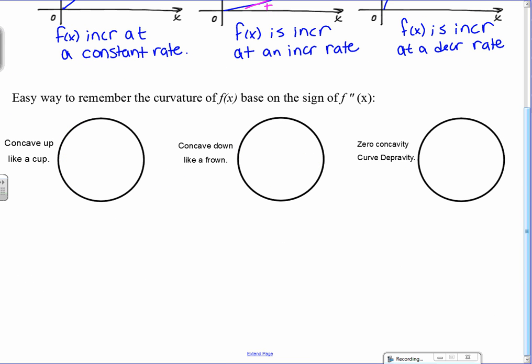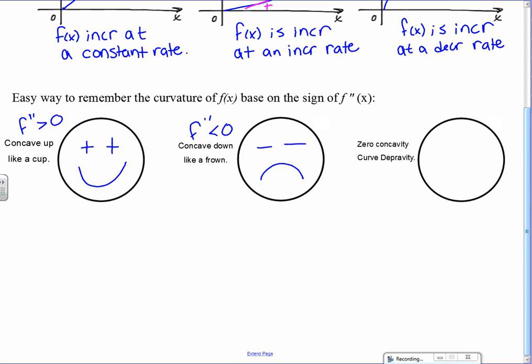Easy way to remember some of these: concave up like a cup. Well, with concave up, our second derivative will be positive. Let's put positive eyes in and put a smile. That's a concave up curve, isn't it? Concave down will be when our second derivative is less than 0. So I've got negative second derivative with a frown.